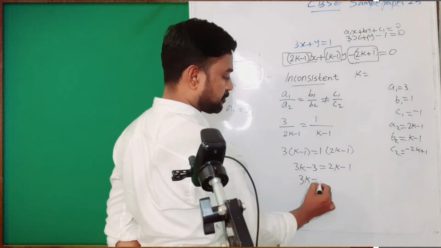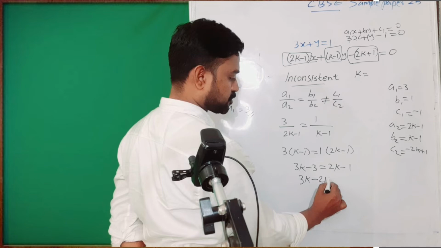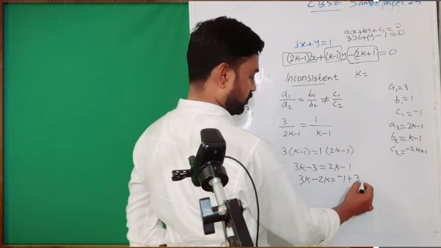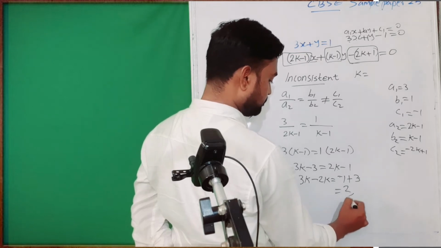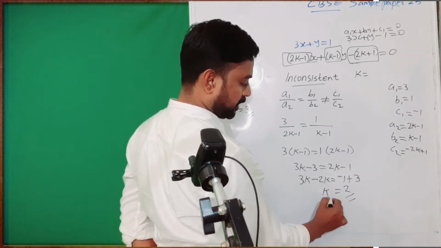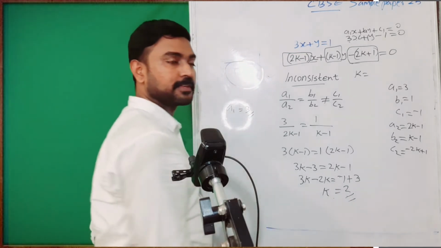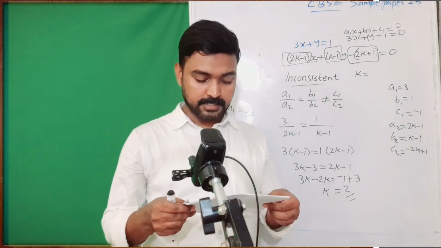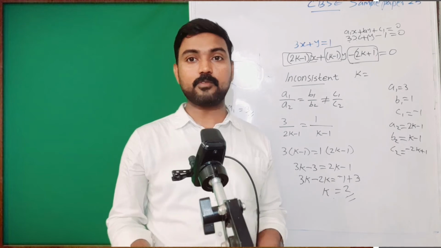This 3k we can keep here, and this 2k we can bring to the left side. It will be minus 2k. This minus 3 goes there, it will be minus 1 plus 3. What is 3 minus 1? 2. 3k minus 2k is equal to 1k. So k is equal to 2. k is equal to 2 is the right answer. Option D is there. Okay.